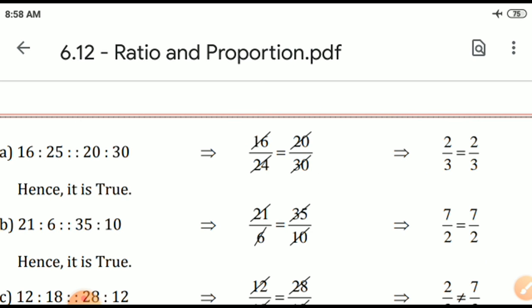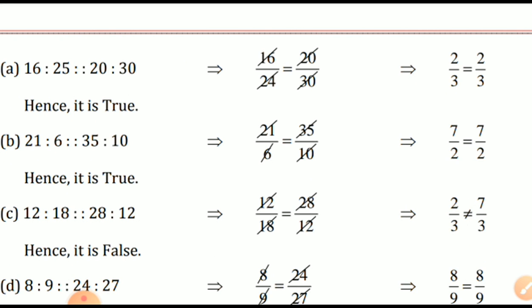Very good. Now again B. 21 is to 6 are in proportion with 35 is to 10. Purposefully I am reading these numbers so you can get a clear idea. So first number 21 upon 6 is equal to 35 upon 10. When we cut it or reduce it, we have 7 by 2 is equal to 7 by 2. How did it come? 7 3s and 6 2s, 3 2s 6. Same way, 7 5s 35, 5 2s 10. Then 5 5 will cut, and here 3 3 will cut. You have on the left side 7 upon 2 is equal to 7 upon 2. This means these 4 numbers are in proportion. That means this statement is true.